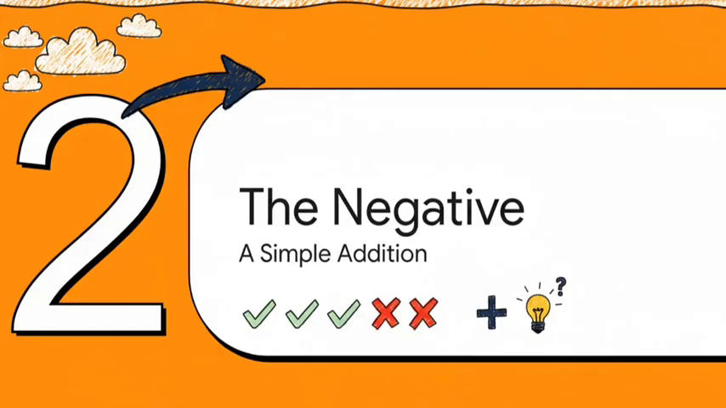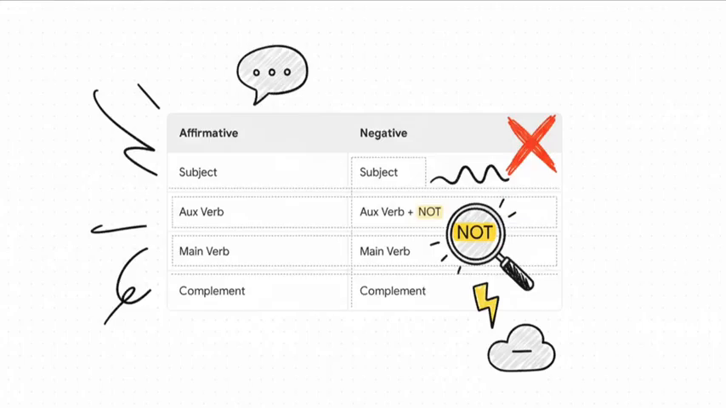All right, you've got the basics down. Ready to switch things up a bit? Let's look at how to make a sentence negative. And the best part is, you've already done most of the work. We're just adding one tiny little thing. Just take a look at this.